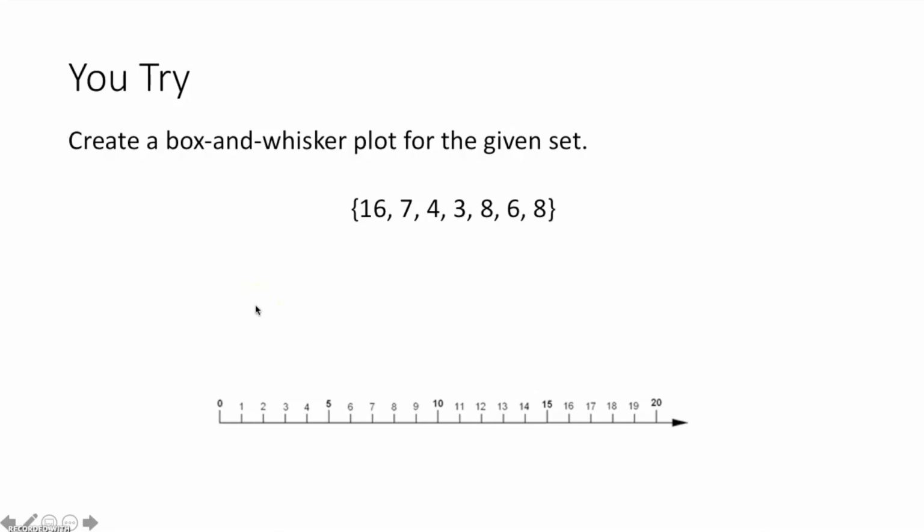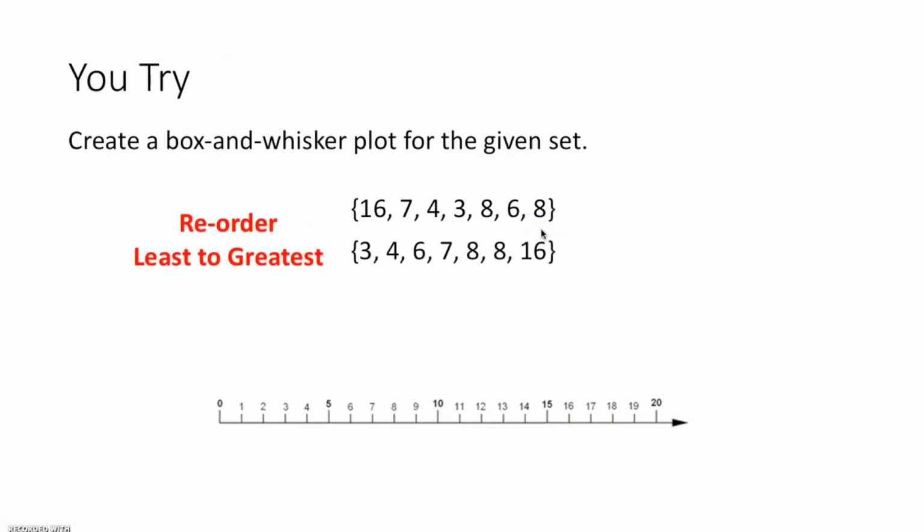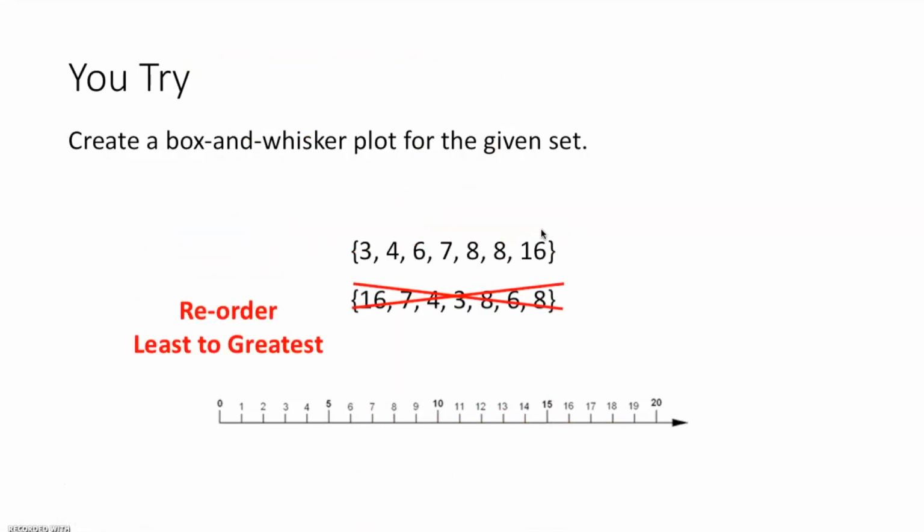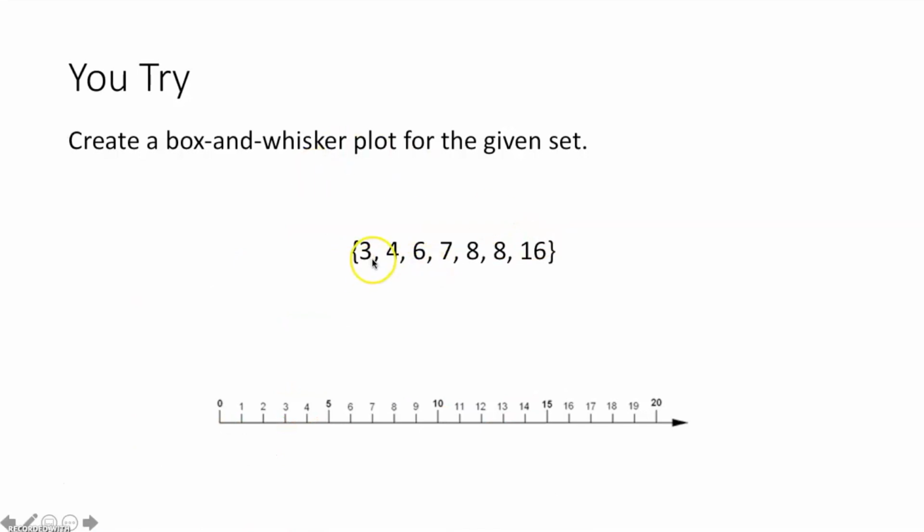Okay, doing the same thing. So the first thing we want to do with a set of data that's out of order is reorder it from least to greatest. Boom, done. Next, we get rid of that old set of data, and from here, we can plot our minimum, which is 3. So at 3, we put a little point. Our maximum, which is 16. We go over there to 16, put a little point. Next, we go ahead and figure out our median.